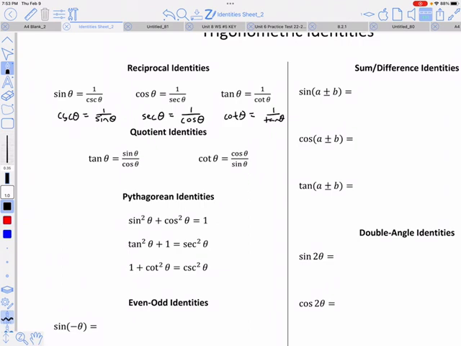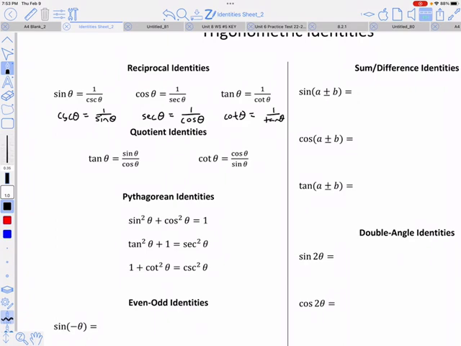The quotient identities, you may not think you know these, but you do, because we know tangent on the unit circle is y over x, right? So really all of this is just the same stuff we've learned on the unit circle. Tangent is y over x, which is sine over cosine, right? So tangent is sine over cosine, which is y over x, and then cotangent is cosine over sine, which is just the reciprocal of tangent. So these are our identities that allow us to convert tangent or cotangent into sine and cosine.